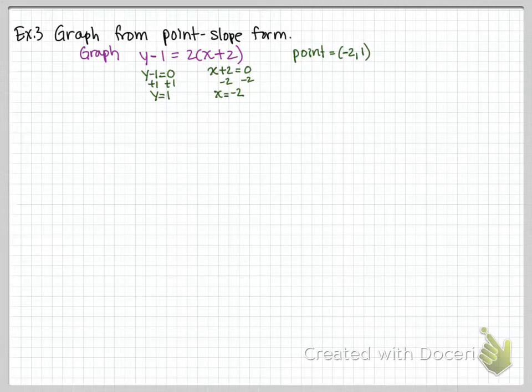Slope is just what's in front of the parentheses. But remember, even with slope-intercept form, we need to turn slope into a fraction, so it gives me a rise and run number to go. All right, so I'm going to go ahead and do my graph here.